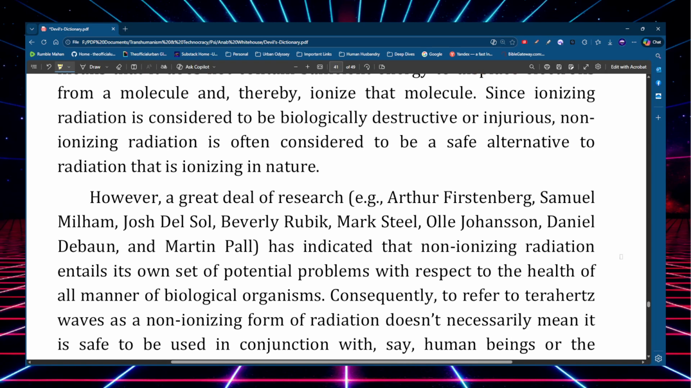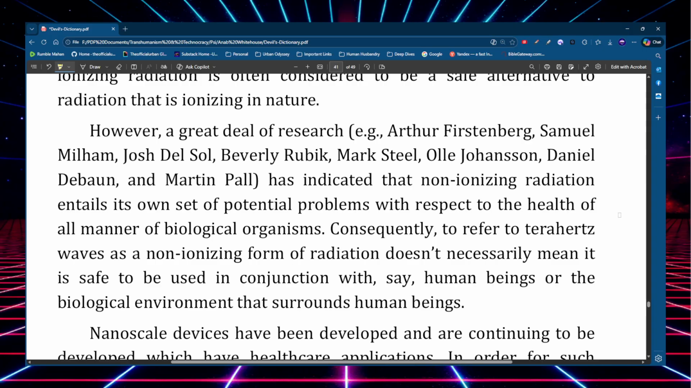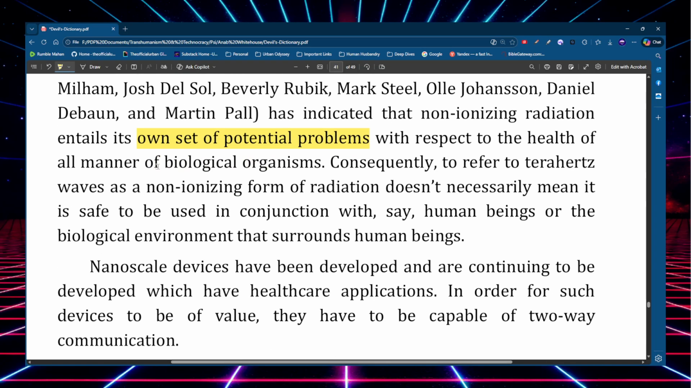However, a great deal of research by Arthur Furstenberg, Samuel Milham, Josh DeSole, Beverly Rubik, those are the authors, has indicated that this non-ionizing radiation entails its own set of potential problems. And that's a big part of everything we're seeing today, is that this has not been done in recorded human history, and so we don't really have anything to go off. We're basically just guinea pigs in the most pure sense with respect to the health of all manner of biological organisms.